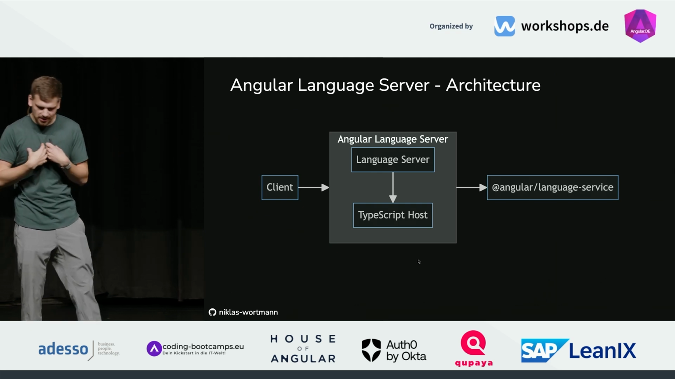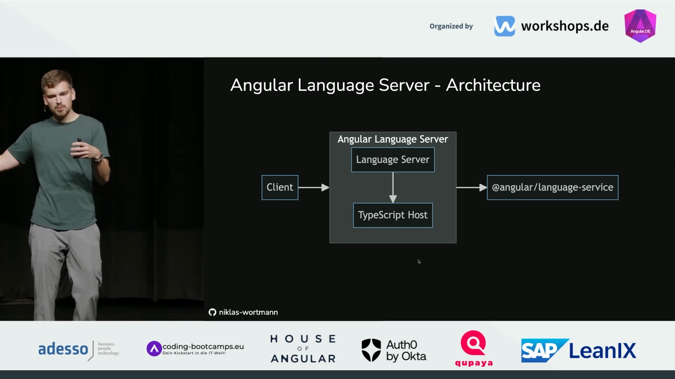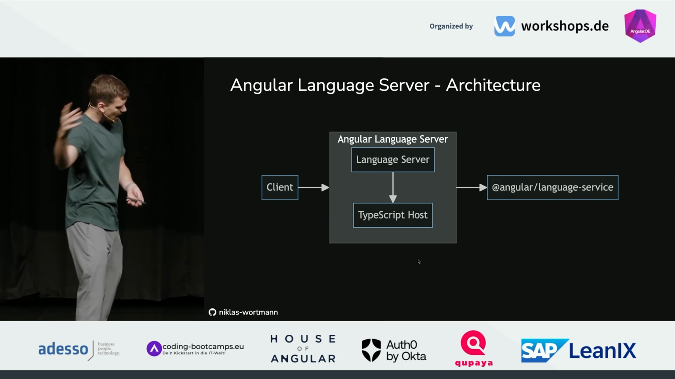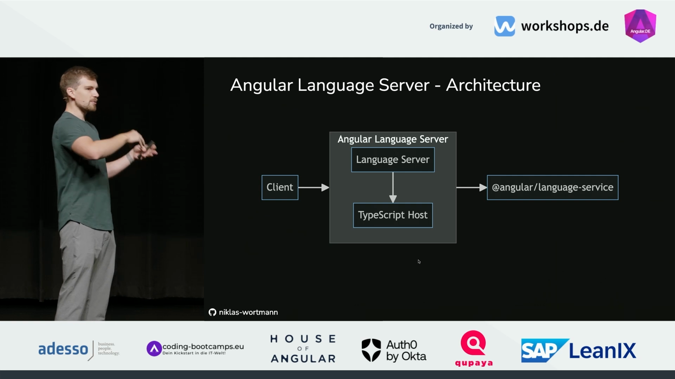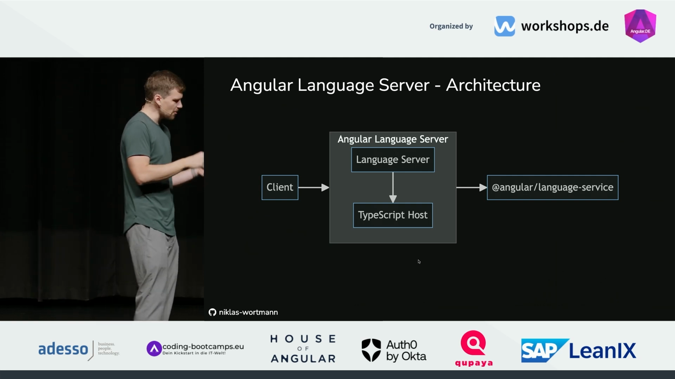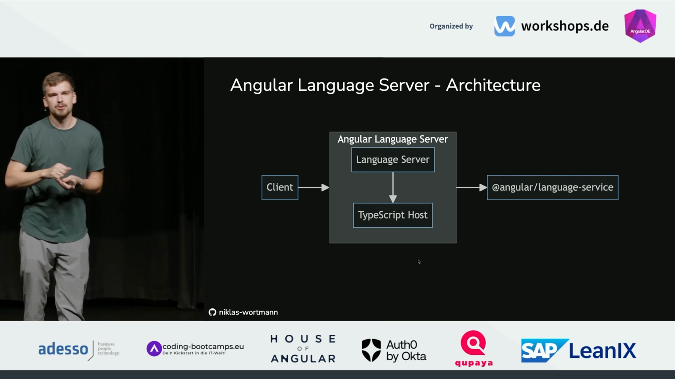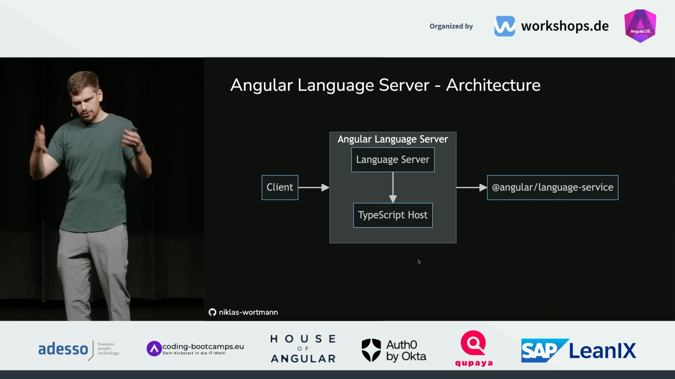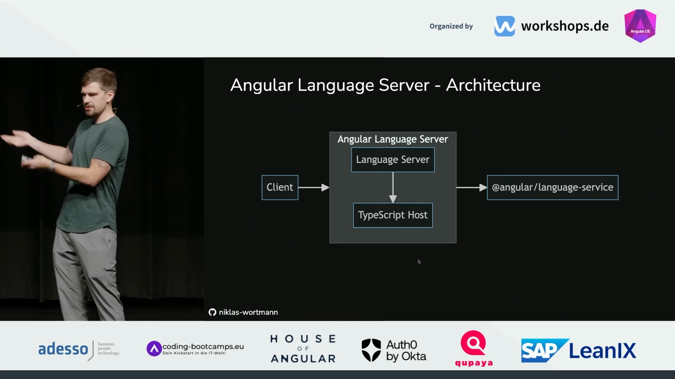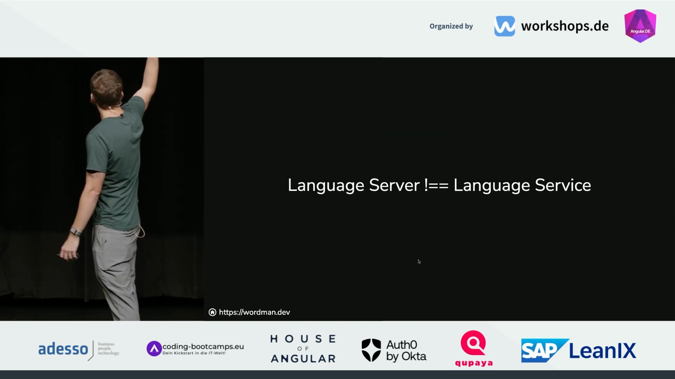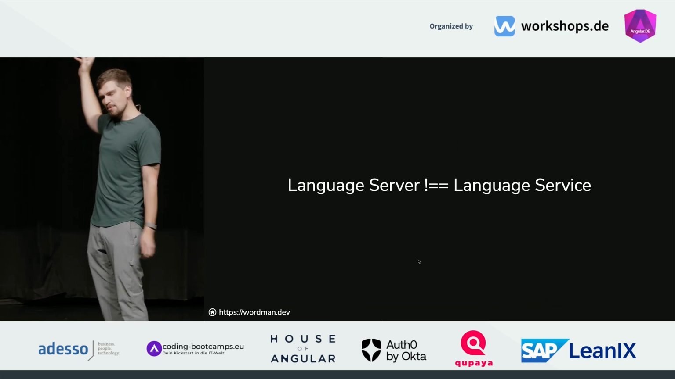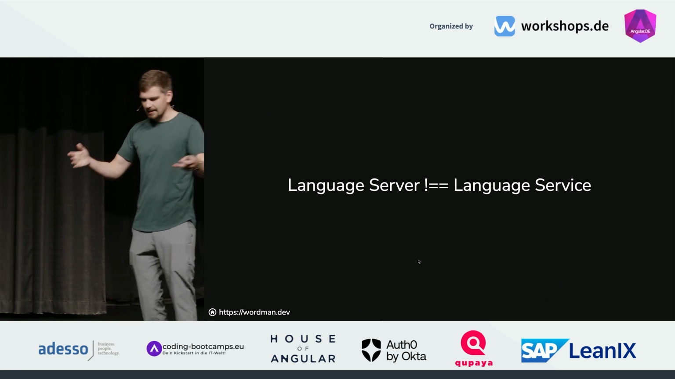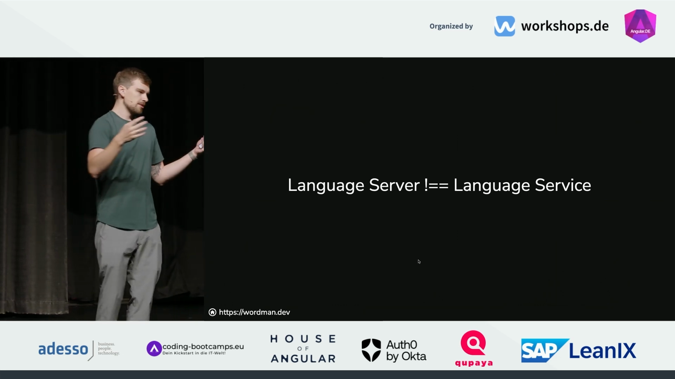TypeScript host, I didn't know that either, is basically an abstraction that is used within the TypeScript compiler to abstract the file system. And after that, you're using the Angular language service, which is fundamentally different from language server. You usually see that in your node modules to some extent, and it provides the language features for Angular. So language server, binary that you start; language service provides language features. Very, very important. I will probably mess this up during this talk because the differentiation is very nuanced. But again, language server is the binary, language service is the language features.